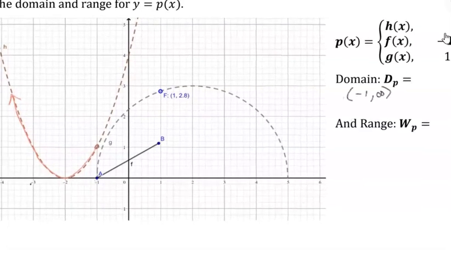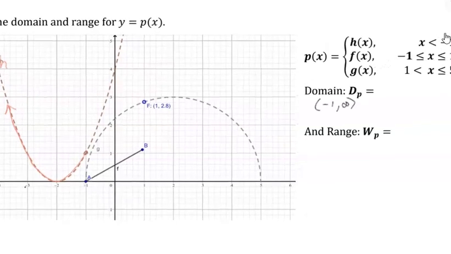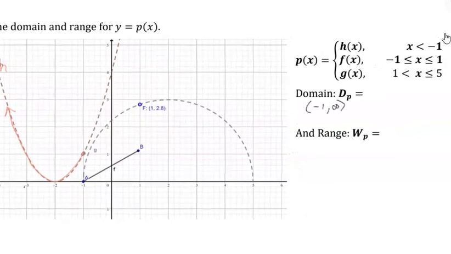so this is now h, and then here g of x is this whole graph, but it's only starting at 1. So it's got an open dot there, and then continues on this broken line in the shape of a semicircle until it reaches the point 5. So there's a closed dot there.